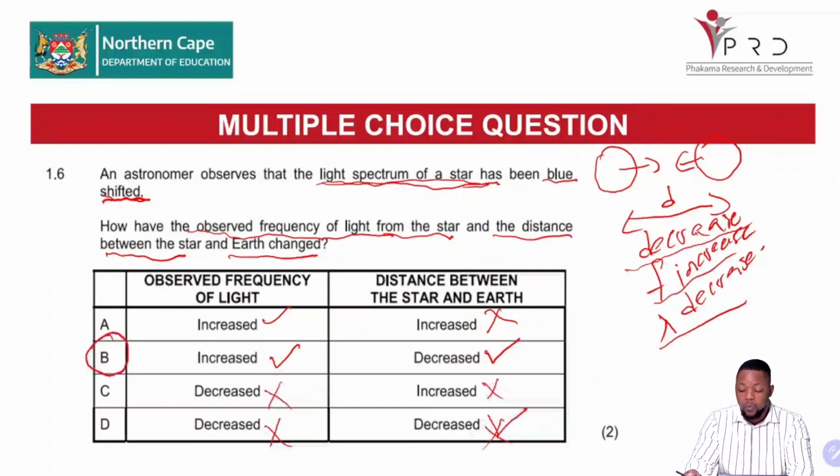So that is how we work out the multiple choice questions. You need to know the concept that is being tested. You also need to know the topic from which the concept is coming from.